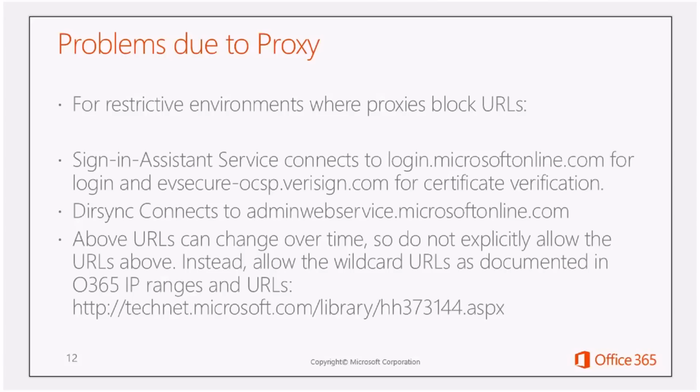You can't just tell your security admins to whitelist just these URLs. What you need to do is send them the link to the Office 365 IP ranges and URLs, and that will give them the wildcard URLs to allow outbound, not just for the DirSync service, but also any clients that also need to access Office 365.